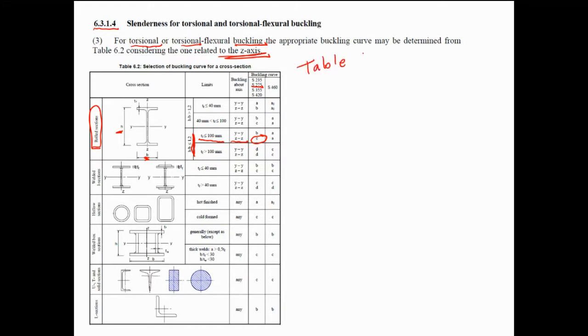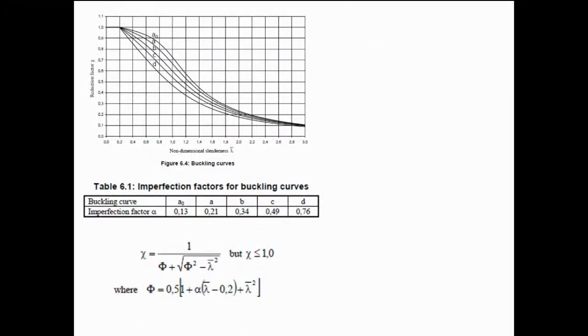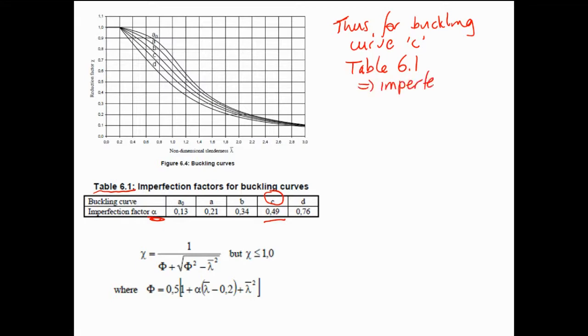So table 6.2 implies buckling curve C. Okay, so that tells us what table we're going to go to. Then we go to table 6.1. We have buckling curve C. So that tells us the imperfection factor. It was 0.49. Thus, for buckling curve C, table 6.1 tells us the imperfection factor alpha is equal to 0.49.